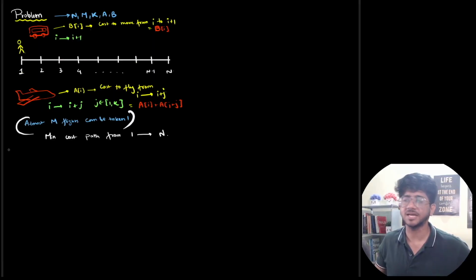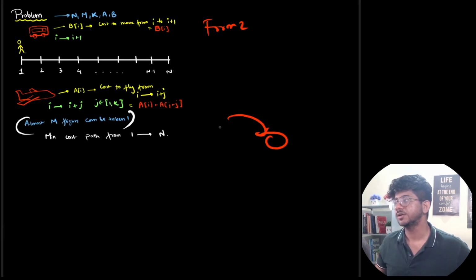M flights taken can be taken. Very simple, right? This is also a form 2 problem. But now when you're ending over here, just to make sure that we are not exceeding the number of flights, we have to keep track of that too. We are going to end at this index, but what is the number of flights used?